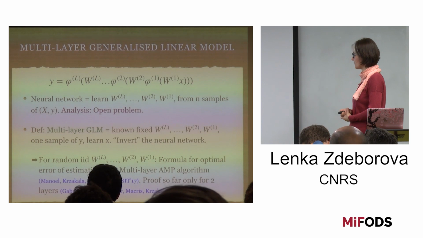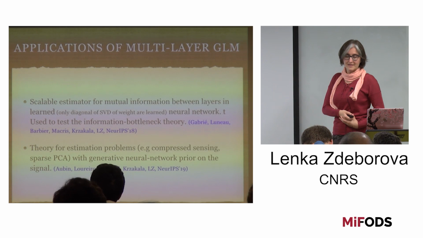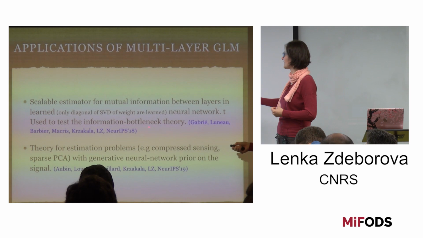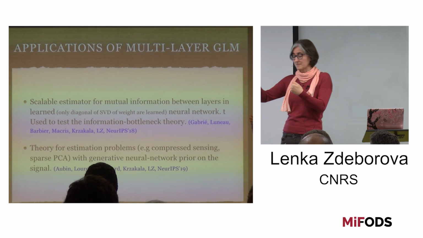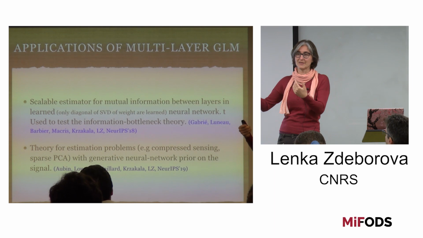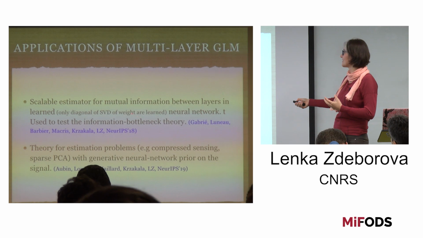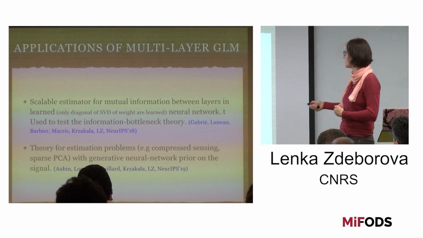And this is quite interesting, for at least two reasons. So two applications of that formula. One application, for those of you who heard about the information bottleneck theory, where you need to evaluate the mutual informations between the different layers in the deep net. The trouble there is to actually compute the mutual information, because that's a high dimensional problem, computationally hard itself. With our formula and for somewhat changed learning of the layers, we can compute exactly that mutual information in a very scalable way. We used it in this paper to test some claims about this information bottleneck theory.